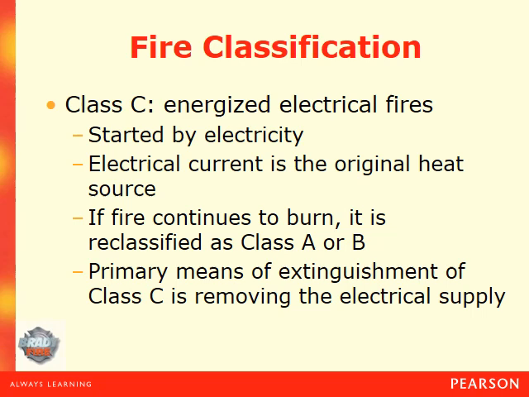Your Class C is your electrical fires. If a fire continues to burn, it's going to be an A or B, but usually the source is the electricity. When something is an electrical fire, it's a Class C, and the means of extinguishment is removing the current or turning off the power to it, switching a breaker, or getting the power company to shut the line down. After that, if anything is still burning, it's usually just a Class A or B fire.